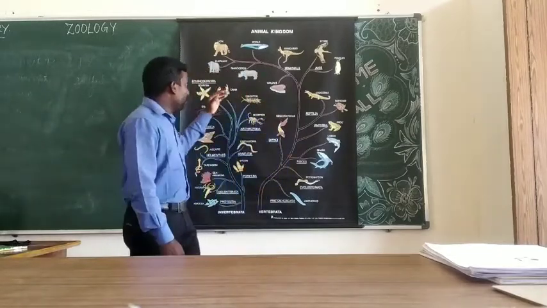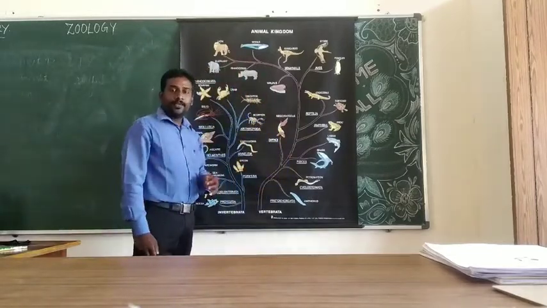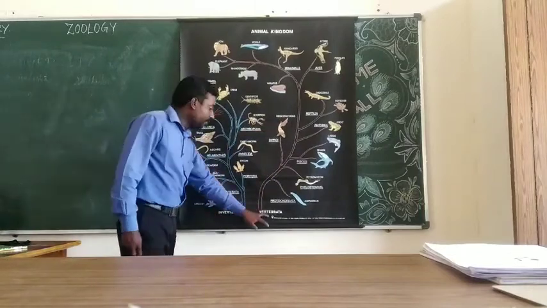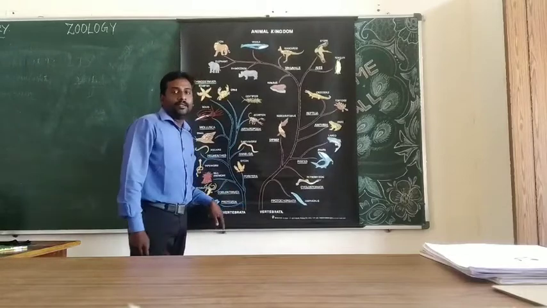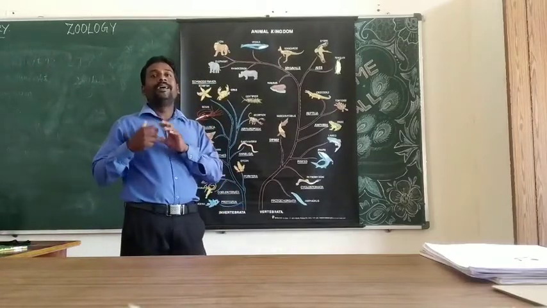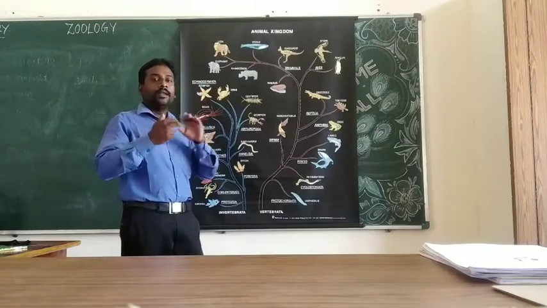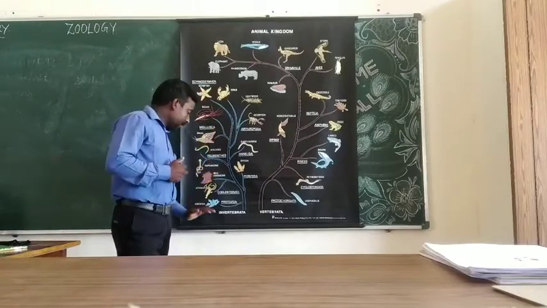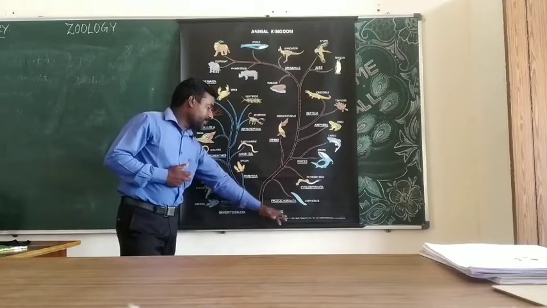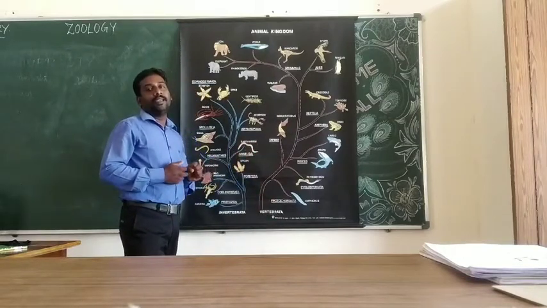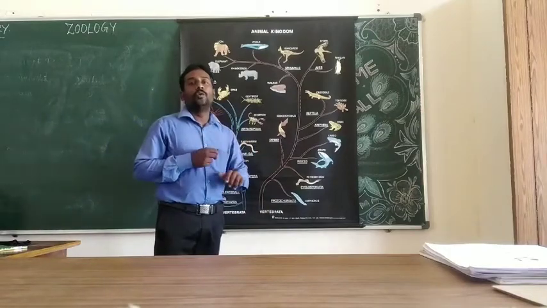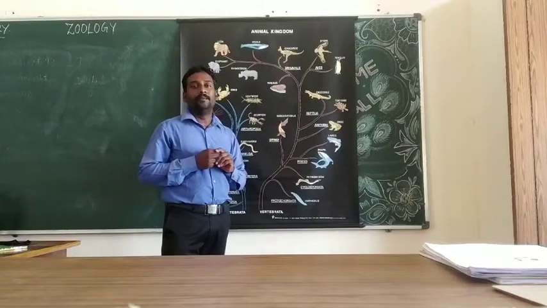Okay, let us see. The animal kingdom can be divided into two main groups. One is invertebrate, another is vertebrate. Invertebrate means animals that do not have a backbone. Those animals are combined in the invertebrate groups. Next, we discuss the vertebrates. This type of animal has a notochord. The animals have the presence of a notochord. These are backbone animals.